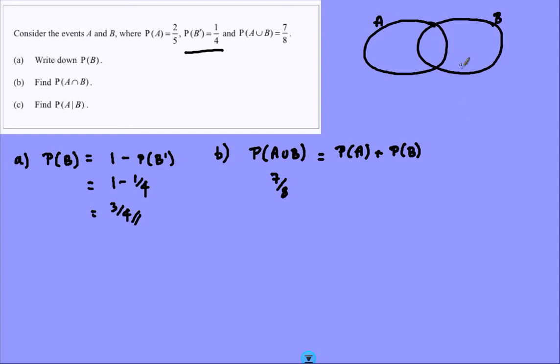The trouble is if we add A and B, we end up adding this intersection twice, which means we need to take it off once. So if we take off that intersection, which we would have counted twice, then we get the total. Probability of A, we know. Probability of B, we've just figured out. And the only bit that we don't know is the bit we're after.